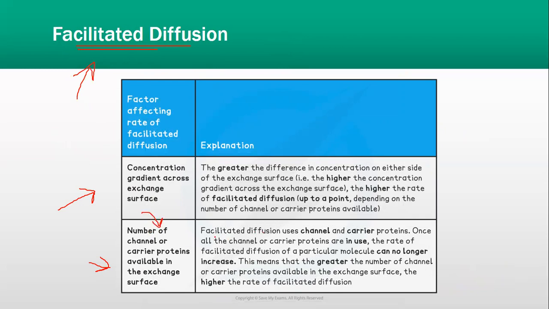Now, facilitated diffusion, by the name, we know that the diffusion is facilitated by channel proteins and carrier proteins. Once all the channel or carrier proteins are in use and they are saturated, they are busy, the rate of facilitated diffusion of a particular molecule can no longer increase and it remains steady. This means that the greater the number of channel or carrier proteins available in the cell surface membrane, the higher would be the rate of facilitated diffusion. So it depends on the number, because we can say that these carrier or channel proteins might act as a limiting factor in the rate of diffusion.